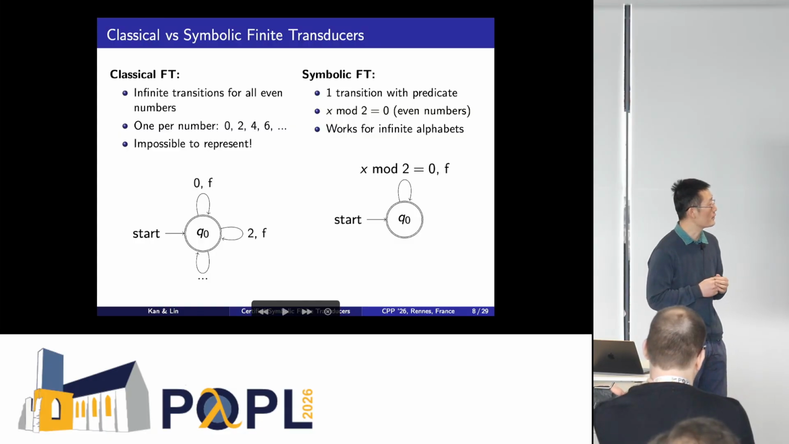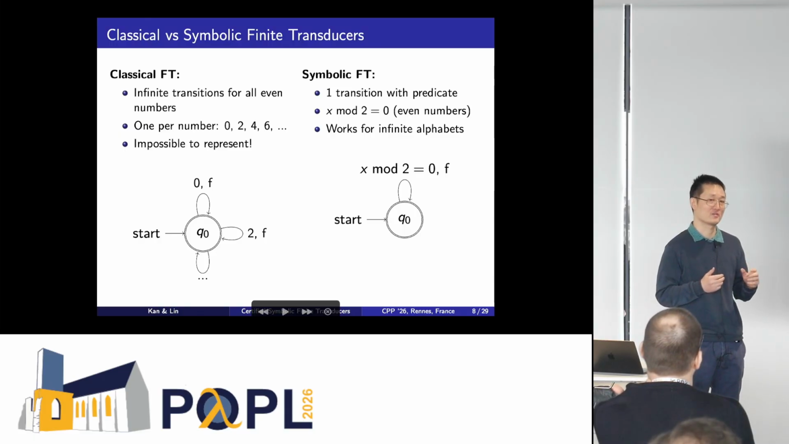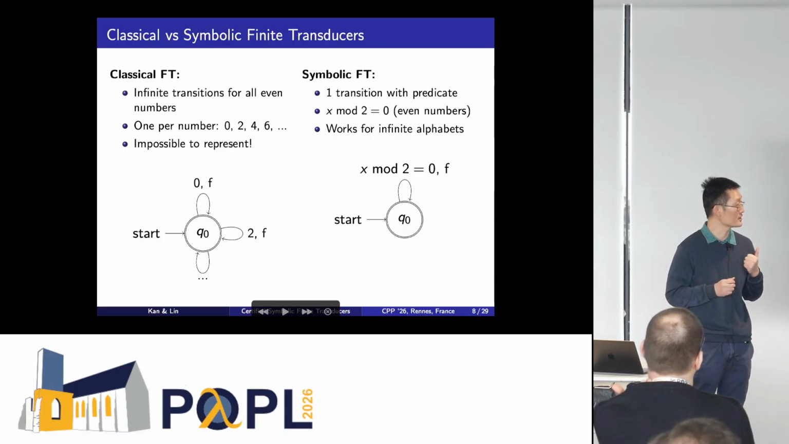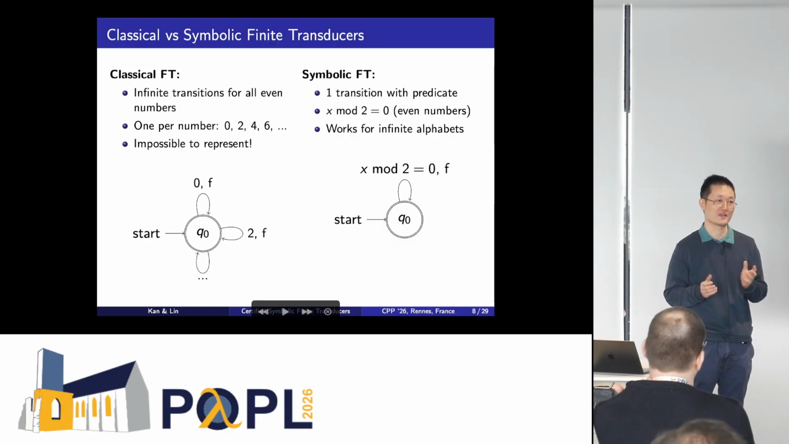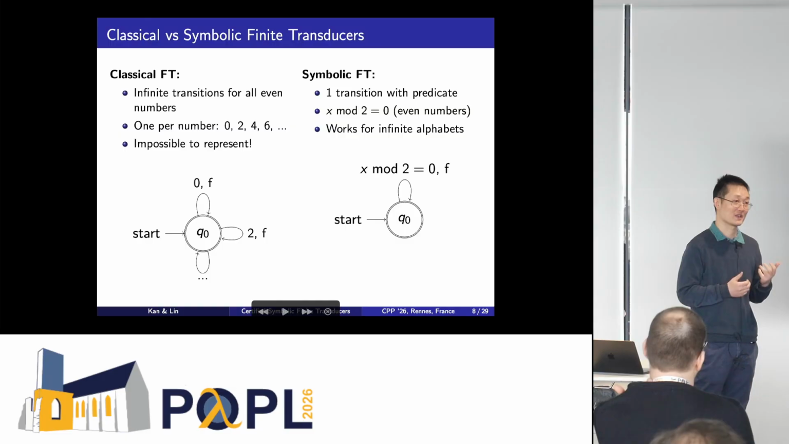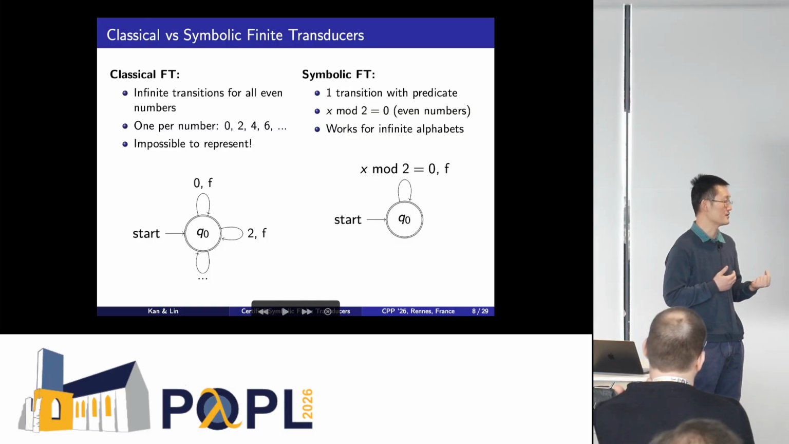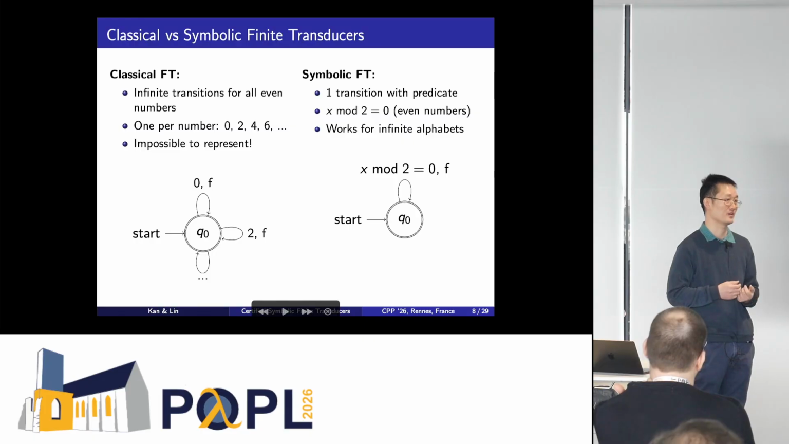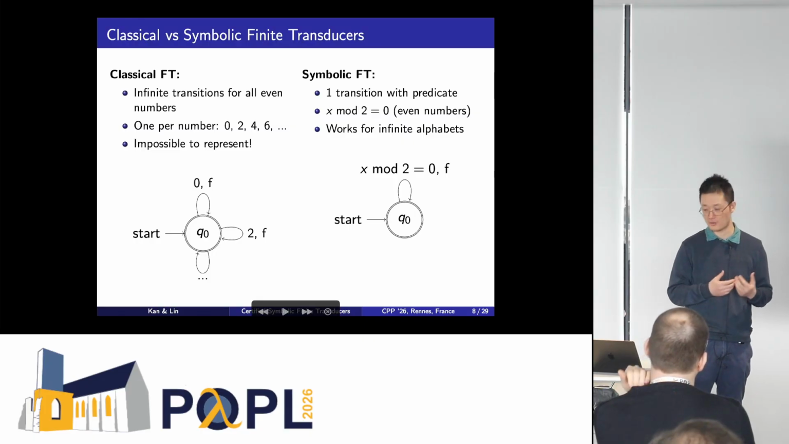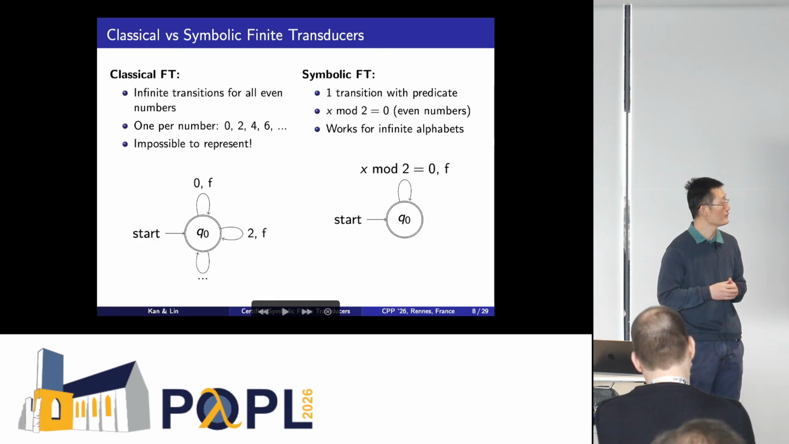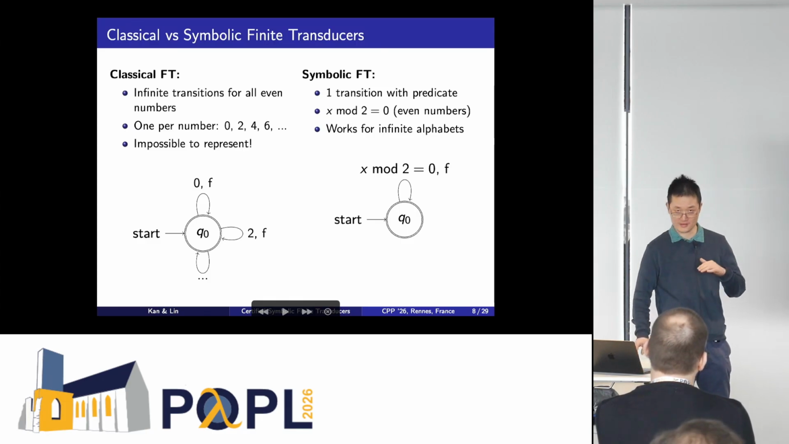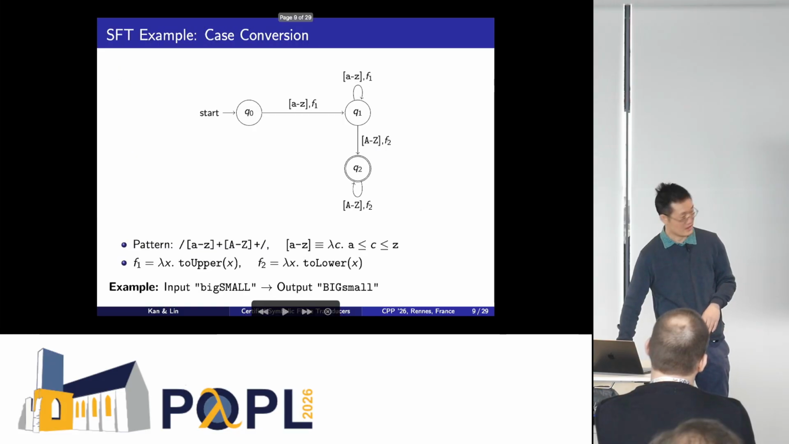But with the symbolic one, we could do it with only one transition, like here, x mod 2 equals 0. Then we can say that all the x that satisfy this predicate, we just accept and compute the output function using f. So you can see that it's just one transition. It can express an infinite alphabet. So this is an advantage for us, also for representing web application functions.